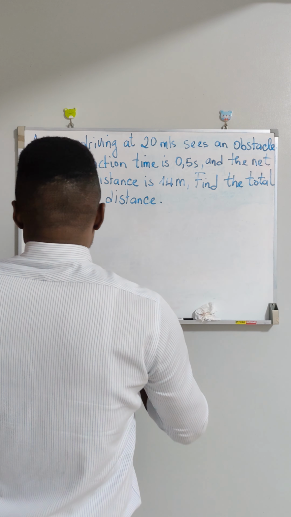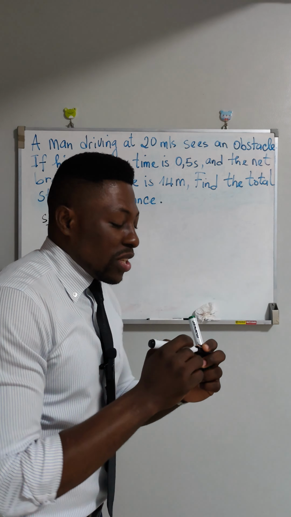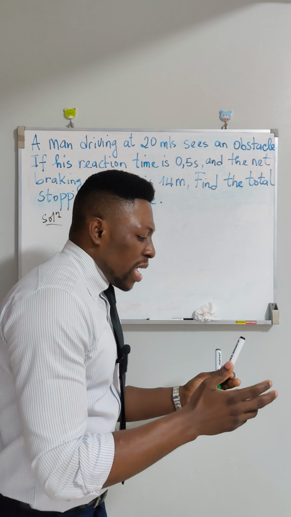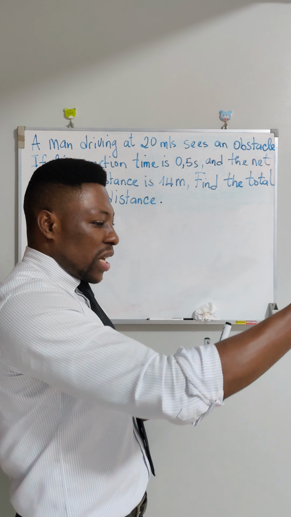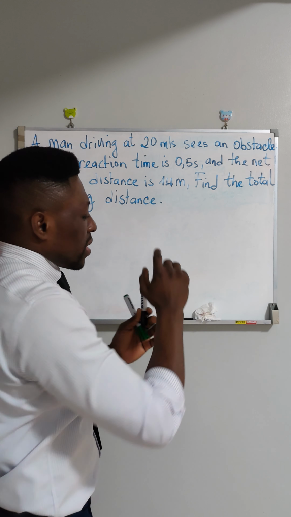Follow me, dear friends. Solution. The trick in this question is to understand the question itself. Now we have someone who is driving and he perceives an obstacle. We are told his reaction time is 0.5 seconds.